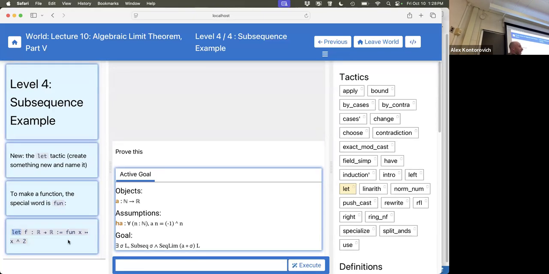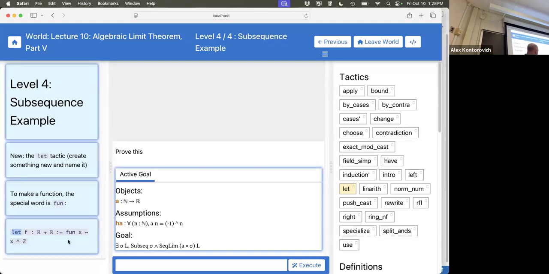You give the dummy variable name, and then you use this maps to symbol, \mapsto, and then you say what you want to do to x. So there's a map that sends x to x squared. That's how you can, out of nowhere, create the function that takes x to x squared, the function y equals x squared.